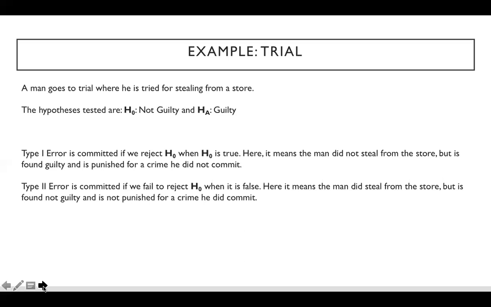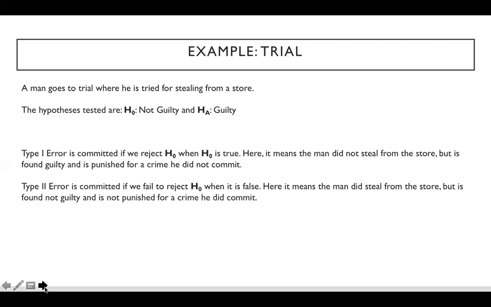On the other hand, a type 2 error is committed if we fail to reject the null hypothesis when it is actually false. In this case, it means that the man actually did steal from the store, but he is found not guilty, and he is not punished for a crime that he actually did commit. I hope that helps you, if you're having trouble seeing the underlying differences between type 1 and type 2 error.